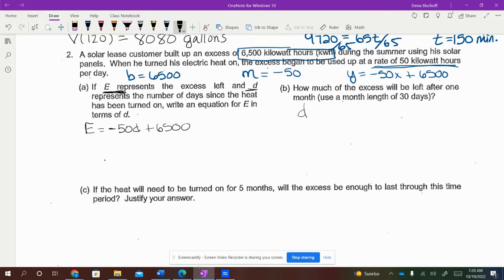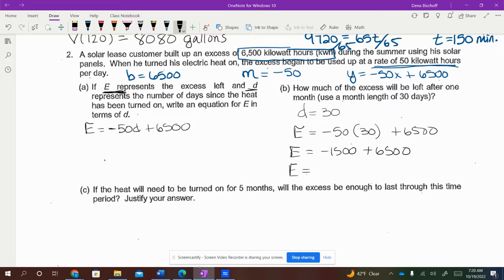How much of the excess will be left after 1 month? So that means let D equal 30 days. So E equals negative 50 times 30 plus 6,500. E equals negative 1,500 plus 6,500. E equals 5,000 kilowatt hours.